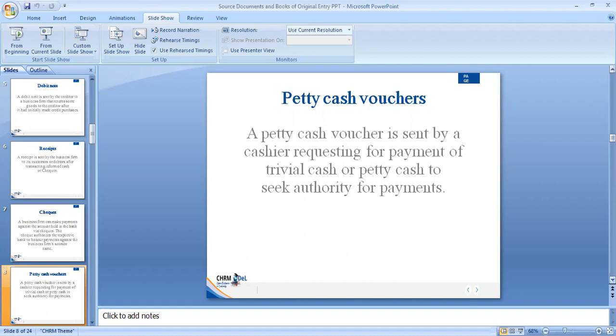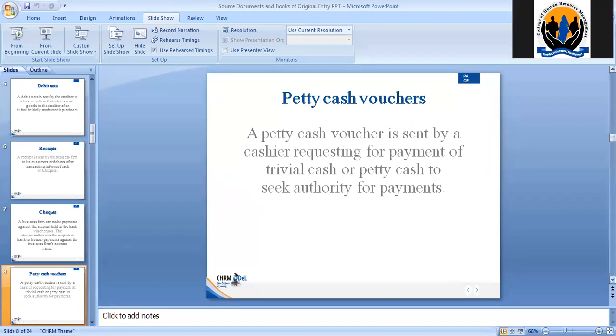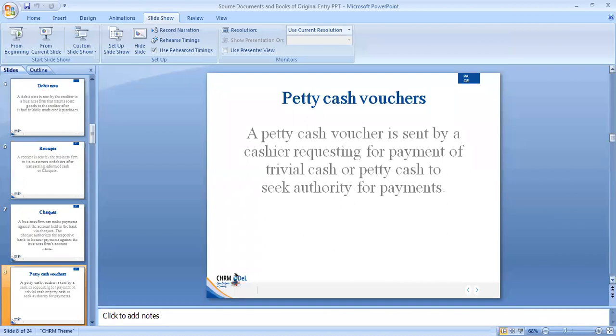Such transactions are proved to have occurred through what we call the petty cash voucher. This is the voucher prepared by the petty cashier, and it is signed by the recipient of that amount of money to confirm that on a particular day, that amount was spent for that particular purpose as indicated in the voucher.